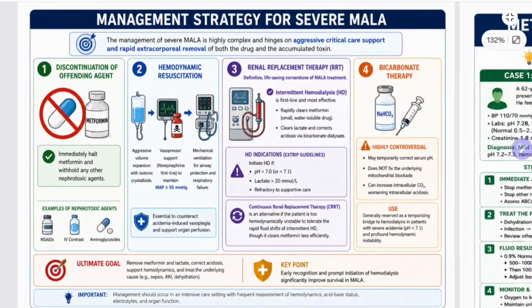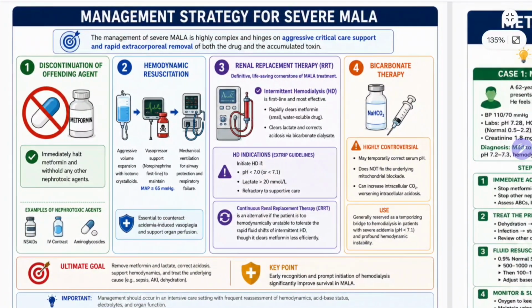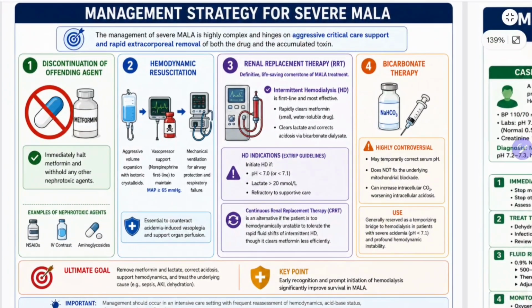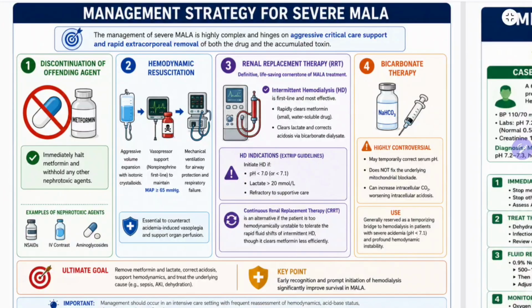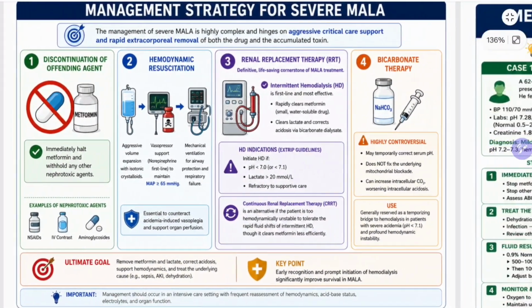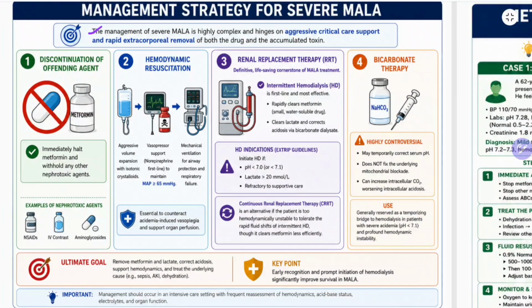Management strategy of severe MALA. We'll discuss how to manage mild to moderate MALA first. Mild to moderate MALA is managed conservatively. Severe MALA requires aggressive critical care support. Remember this point. The management of severe MALA is highly complex and hinges on aggressive critical care support and rapid extracorporeal removal of both the drug and the accumulated toxin.